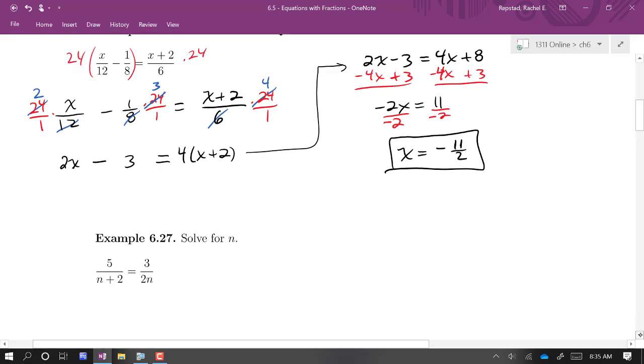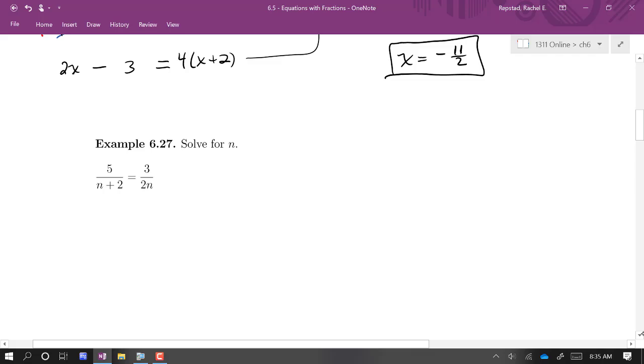Let's do another one here. In example 627, our equation is 5 over n plus 2 is equal to 3 over 2n. So, you always want to start by factoring denominators, and in this case, they're already factored, right? n plus 2 cannot be factored. 2n is already factored. It's 2 times n. And we want to identify our LCD, and 2n and n plus 2 have no factors in common, which means I need to pick up all of those factors, 2, n, and n plus 2. So now I'm going to multiply both sides by the LCD.